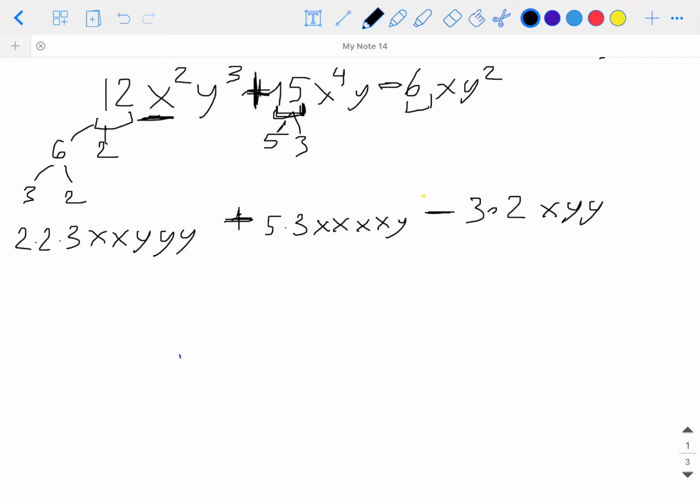And now we want to find out what the GCF of the terms is so that we can pull it out in front of the parentheses. I see that there's a 3 common in all 3 terms, so I'm going to pull that out.